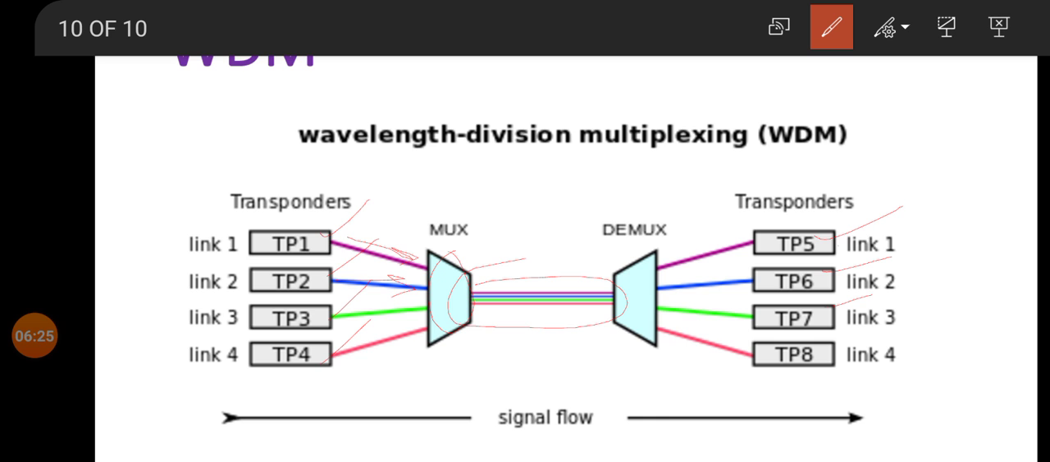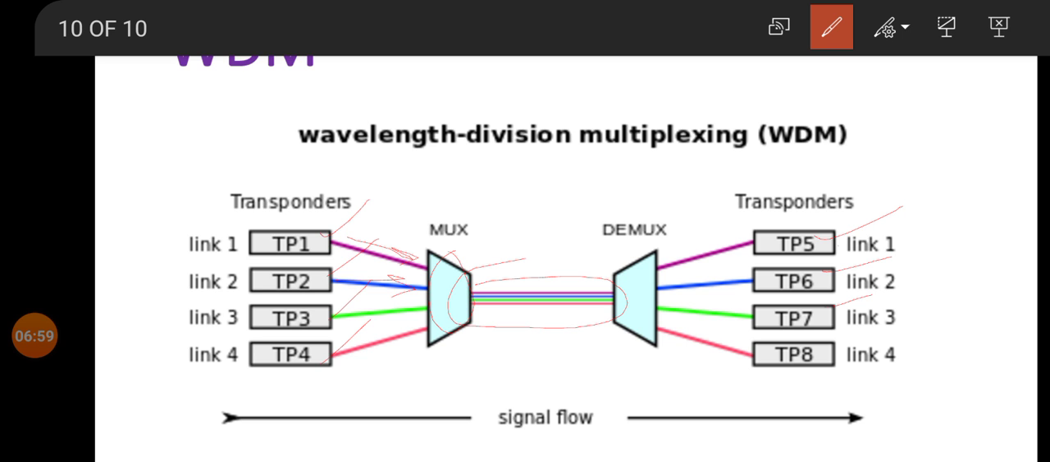So why do we use optical fiber here? Because we are transmitting data not as an electric signal, we are transmitting data as a light signal. And whenever a light signal is transmitted, we need to use optical fiber, because coaxial cable and twisted pair transmit electrical signals, and only optical fiber can transmit a light signal. So that is why in wavelength division multiplexing we use optical fiber to transmit data as a light signal.